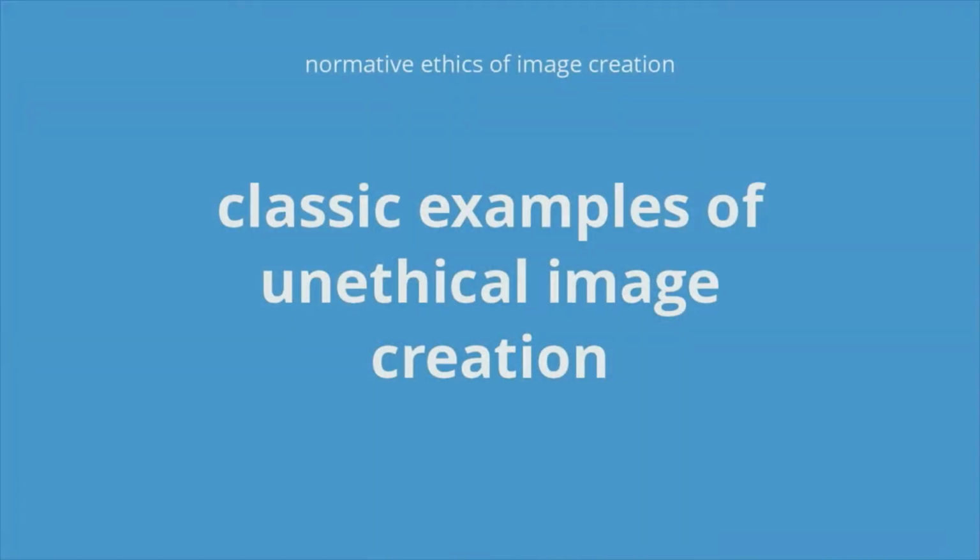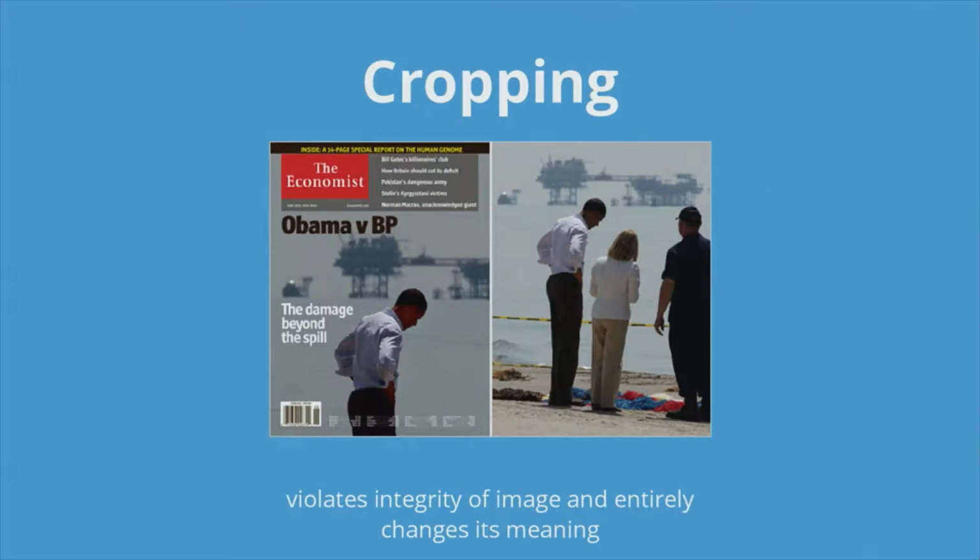Okay. So the normative ethics of image creation. You can use these classic examples. Some of these you probably already have seen and know of unethical image creation, like this one. This is a pretty well-known cover of The Economist magazine, and it shows President Obama sort of devastated by the BP oil spill, the damage beyond the spill. It's very dramatic. It's gray. The light's a little altered here. He's looking down, and he's just very upset.